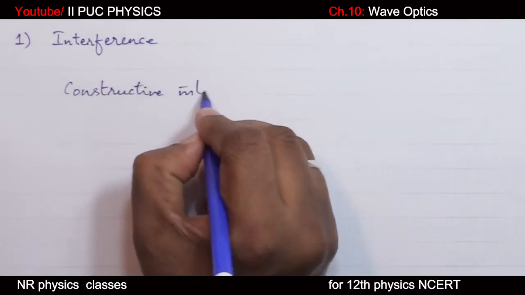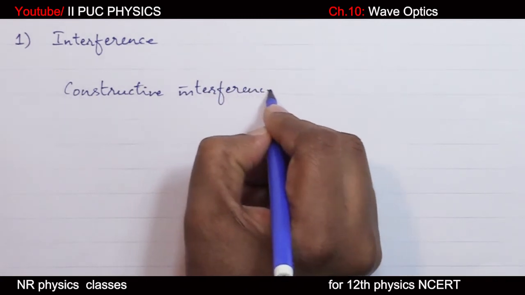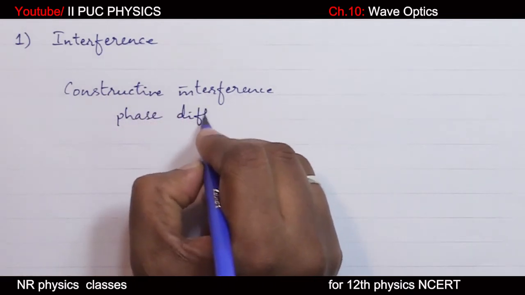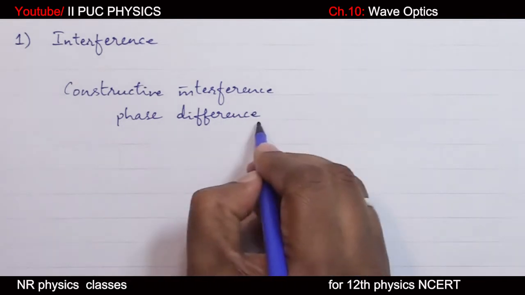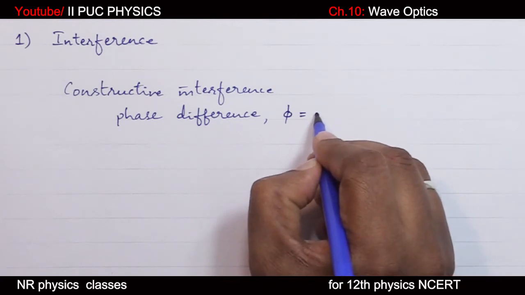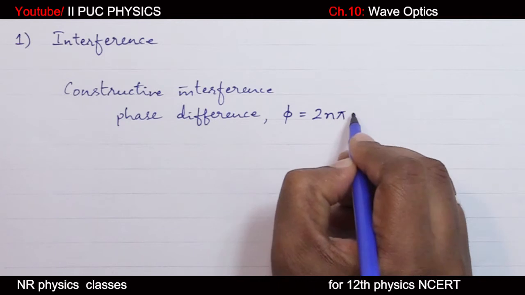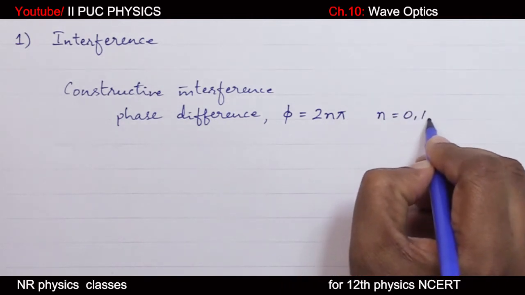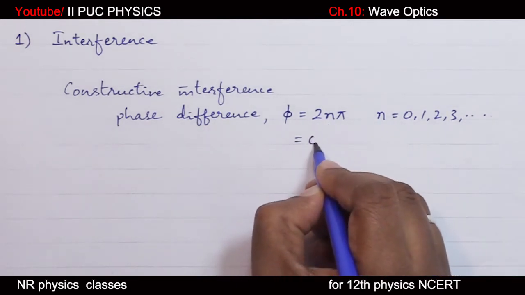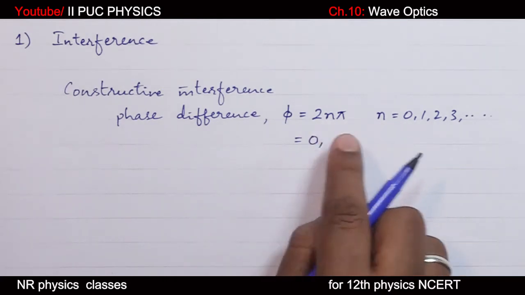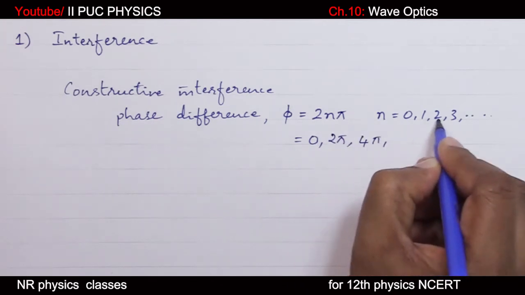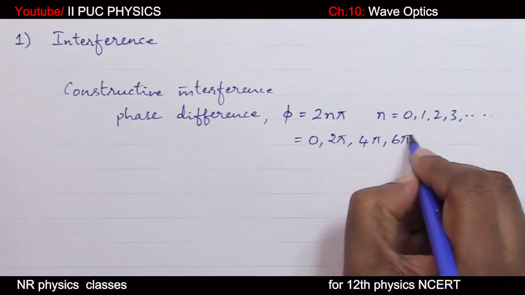Constructive interference in terms of phase difference, phi equal to 2n pi, where n equal to 0, 1, 2, 3, etc. Substitute 0 here, we get 0, n equal to 1 we get 2 pi, n equal to 2, 4 pi, n equal to 3, 6 pi, etc.